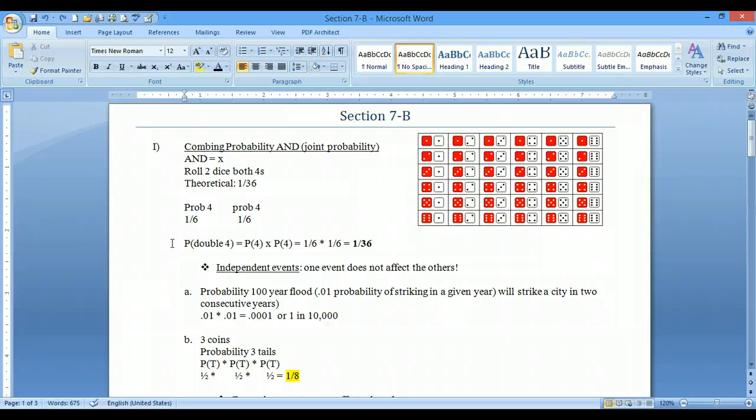The first thing we're going to talk about are independent events, where one event does not affect the others. So if I roll my one die, it's not going to affect how the other die rolls as well. Those are two independent events.